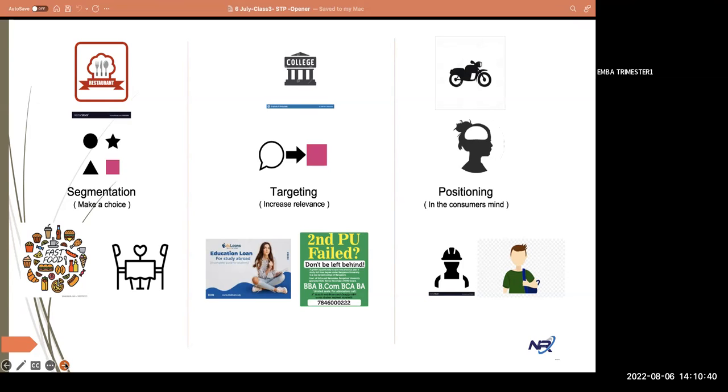Then what is targeting? It is whom you are positioning for. The second PU results have come. Then what company are you? I am a company which says, hey, you failed second PU.